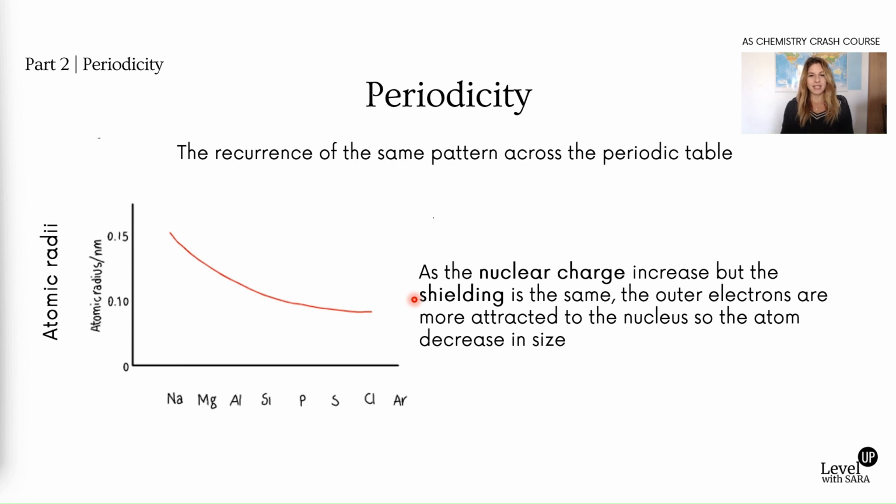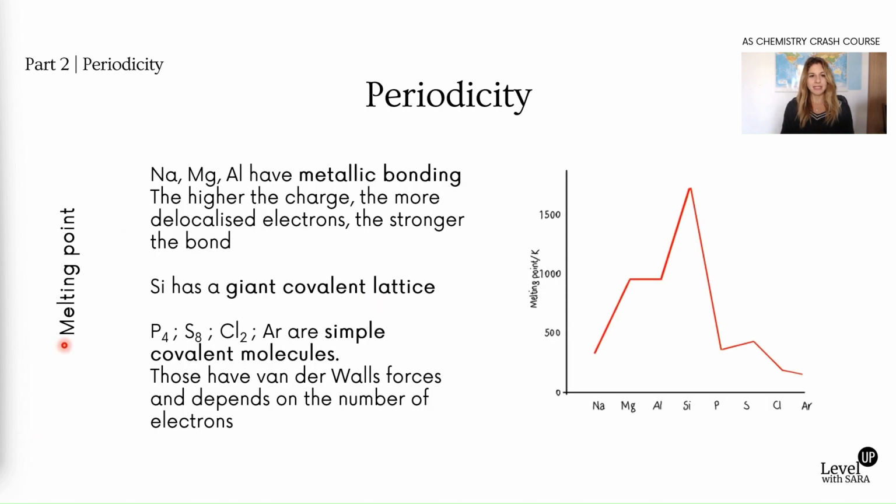Okay. Second trend to know, melting point. This comes from your knowledge of bonding, so it will be a nice revision. So always focusing on period 3, but all the other periods would have the same trends. Sodium, magnesium, and aluminium, they have metallic bonding. So first of all, we know that they have very high melting points because they're giant structures. But think about the trends within them.